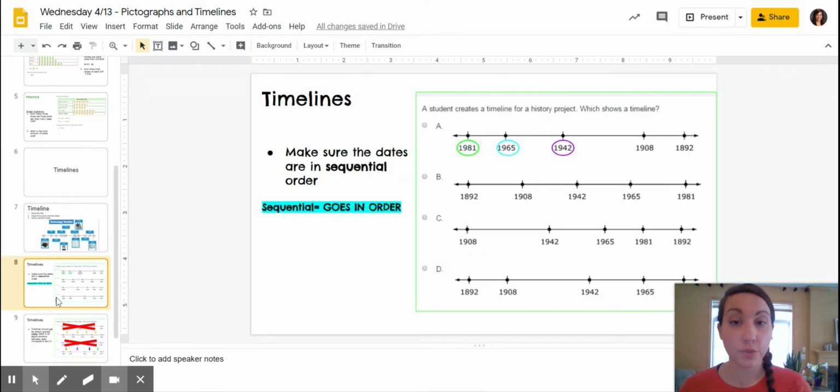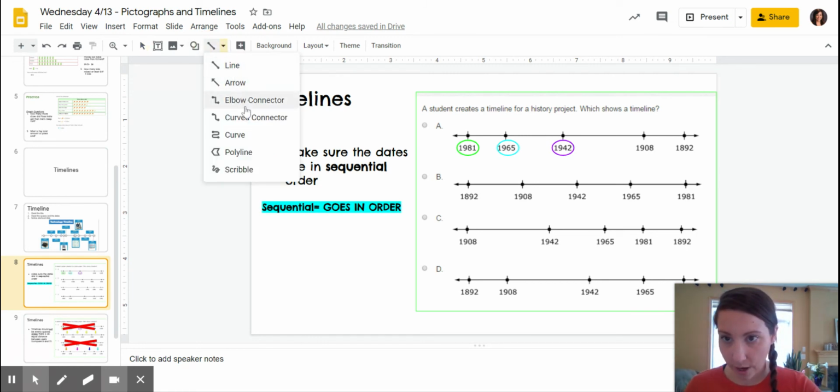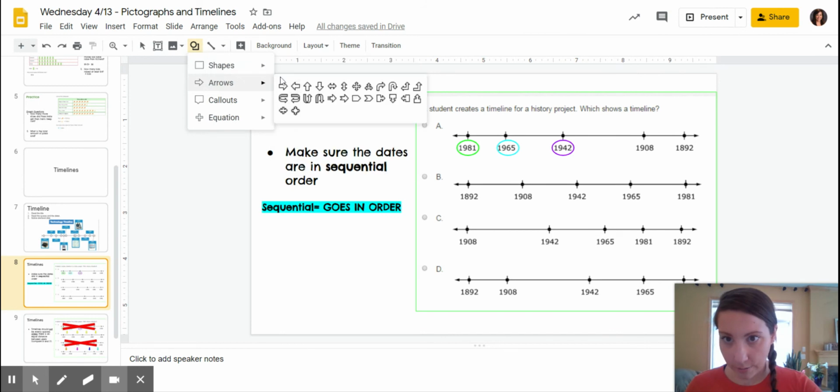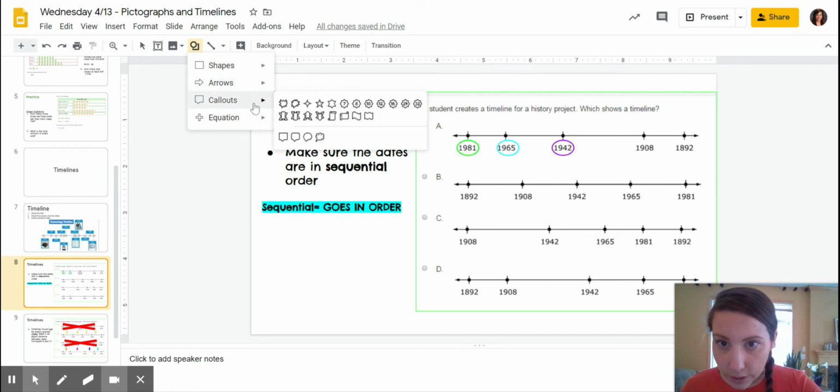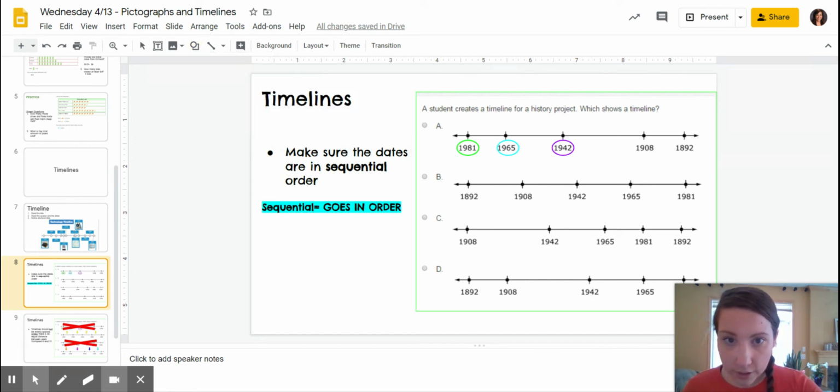Let's quickly answer this one question together. So here are 4 timelines. A student created these 4 timelines for a history project, which is actually a timeline. So first, you make sure that the dates are sequential, that they go in order. So if I'm looking at number A, it goes 1981, 65, 42. Not in order, you guys. That's bouncing all over the place. Cross that one out. Okay. I'm going to get my X tool here.